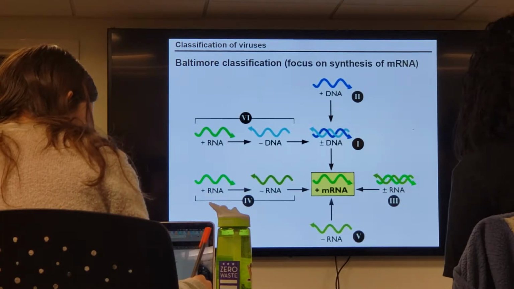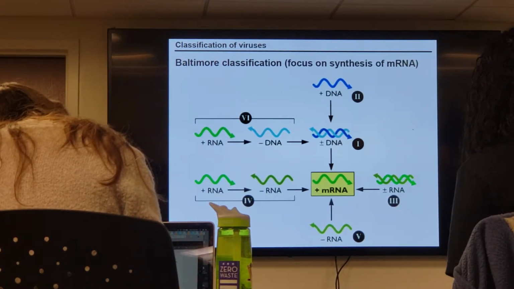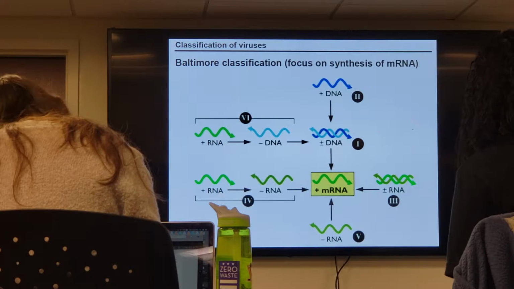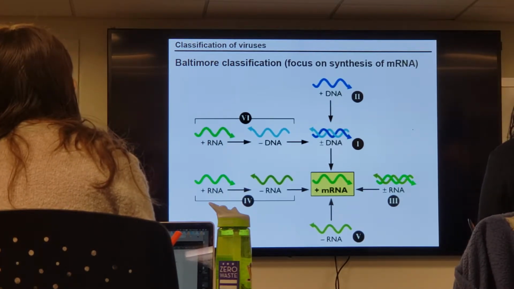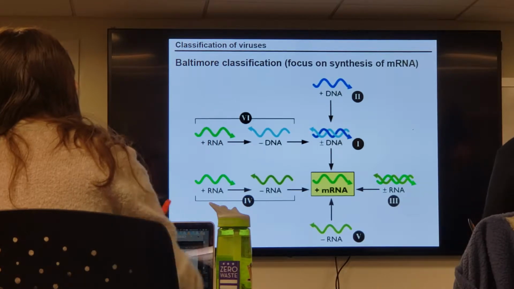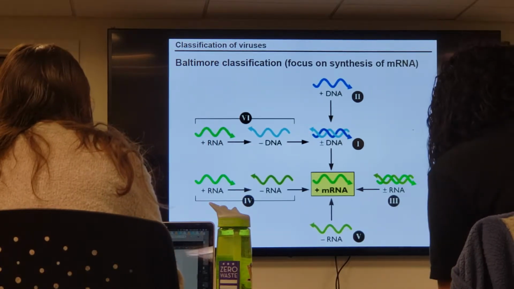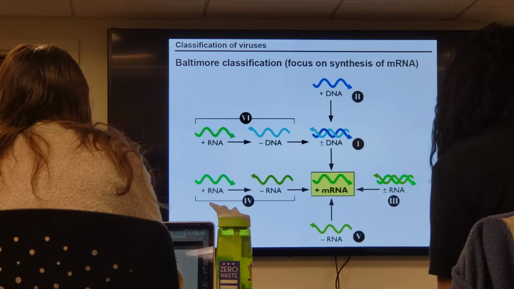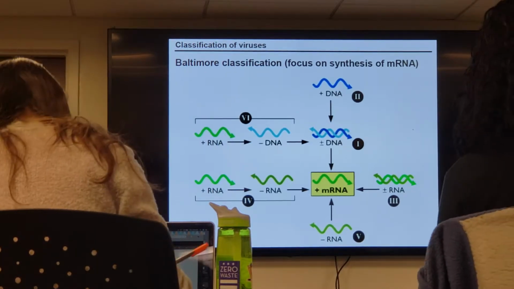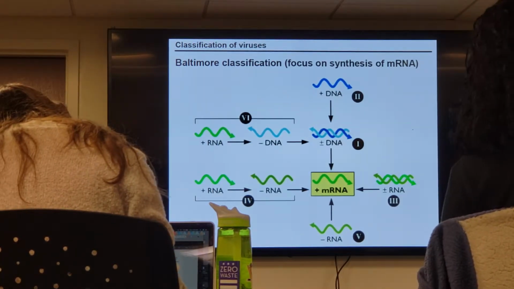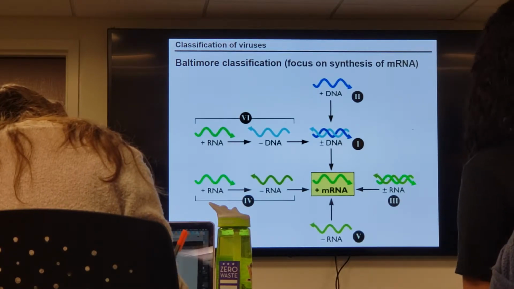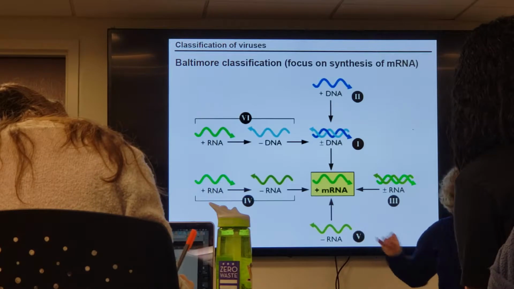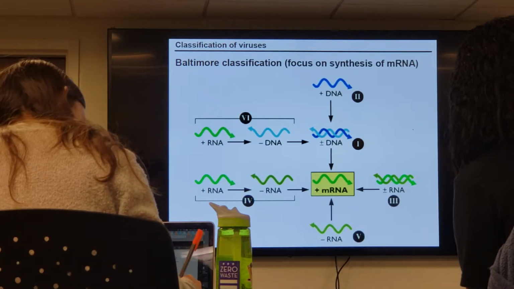Those are class 6. In class 7, we almost never see viruses of class 7. Class 7 are double-stranded DNA viruses with RNA intermediates. So that one's not even on the chart, so you don't have to worry so much about that one. So don't worry about class 7. We're just going to focus on the first 6 classes.